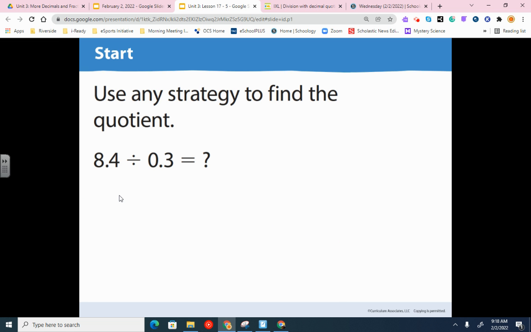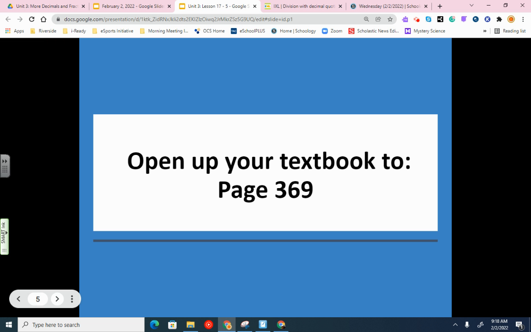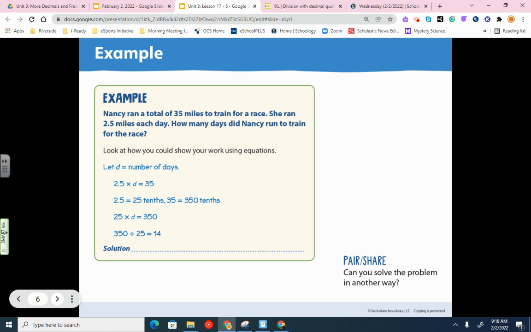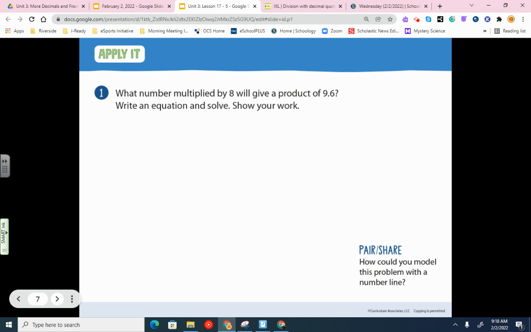All right, let's just jump in and skip this first example we have here. But first things first, go ahead and go to page 369. And again, if you're listening to this video, pause this or rewind it if I'm going too fast on any of these parts. So like I said, we're going to skip this example. Let's go right to number 1.